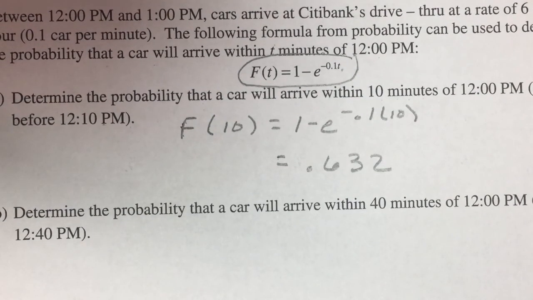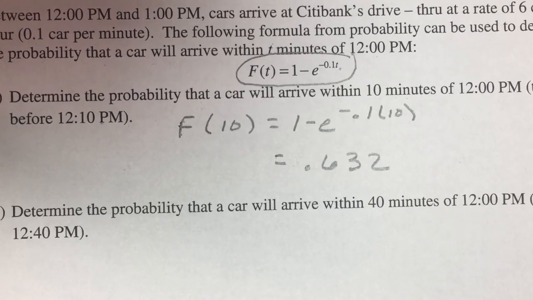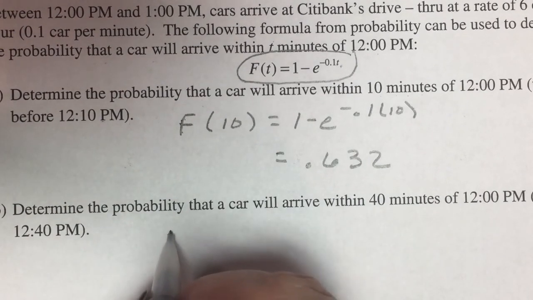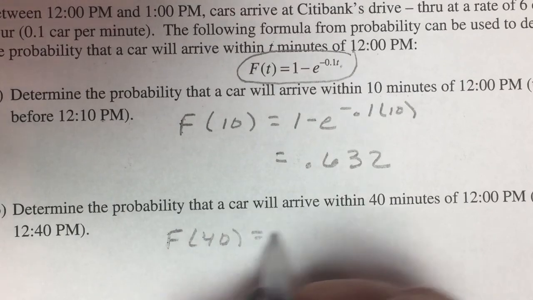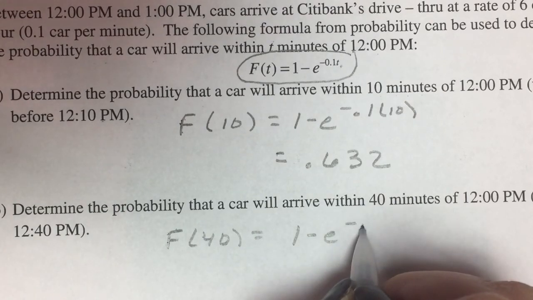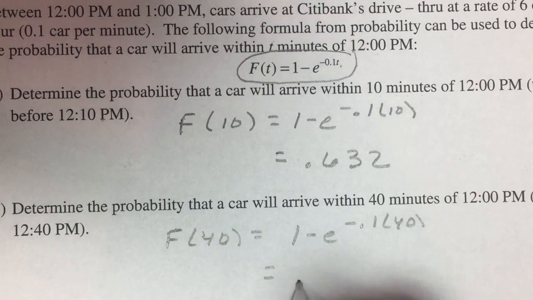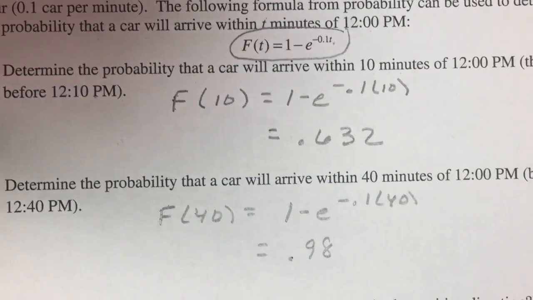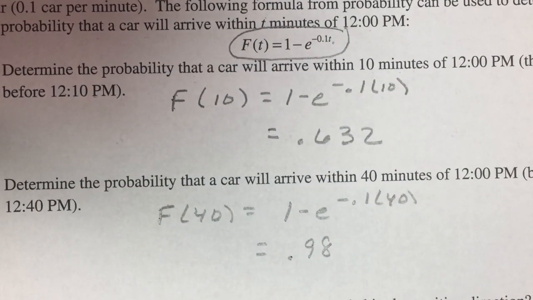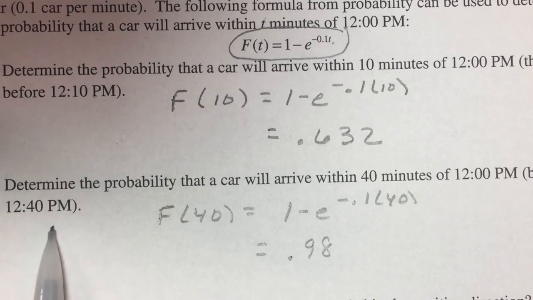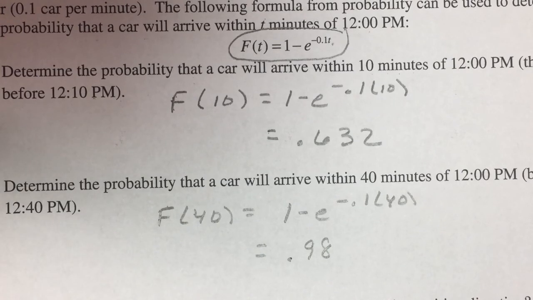We'll determine the probability that a car will arrive within 40 minutes. So again, we're going to find f of 40, so you're just simply going to plug in the 40. And when you plug that into your calculator, you get 0.98. So there's a 98% chance that if a car is going to come during lunch between 12 and 1, it's going to come before 12:40. Also think about what that means. It means that there's a 2% chance that it's going to come after 12:40. You can also think of it that way.